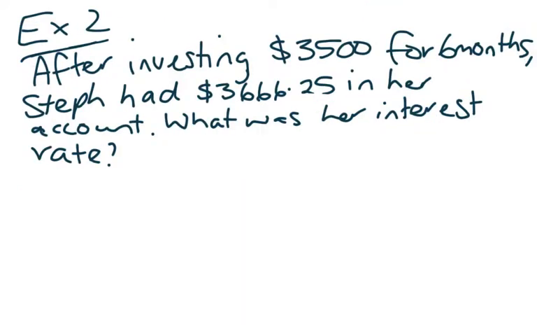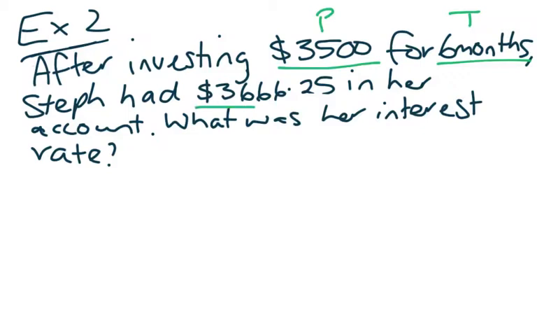Okay, so our second example, after investing $3,500 for 6 months, Steph had $3,666.25 in her account. What was her interest rate? Okay, so this one's a little bit different because you're told a starting amount, so I'll just underline that. We've got a starting amount, which is P. So she invested $3,500. We also have a time period, okay? The time period there is 6 months, all right? So we know that that's time. Even though it's not in years, we can deal with that later.